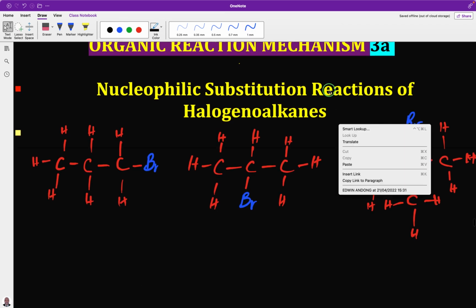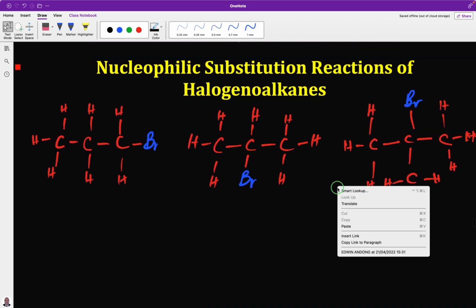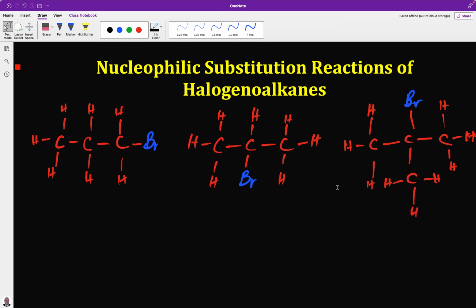Here we have a carbon atom. The carbon atom holding the bromine has how many alkyl groups attached to it? It has 3 alkyl groups, and these are methyl groups. We have 1 here, 2, 3. In this case, we call this halogenoalkane a tertiary halogenoalkane.